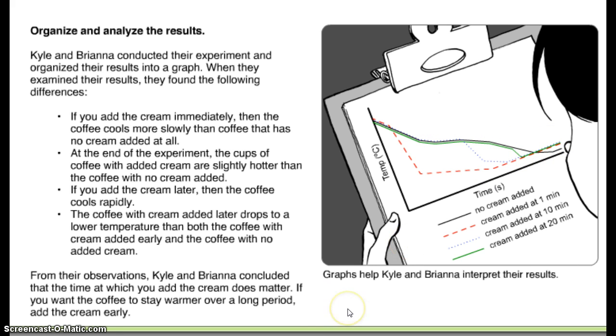From their observation, Kyle and Brianna concluded that the time at which you add the cream does matter. If you want the coffee to stay warmer over a long period, add the cream early. And that's if you're looking over here for your end result. All right.